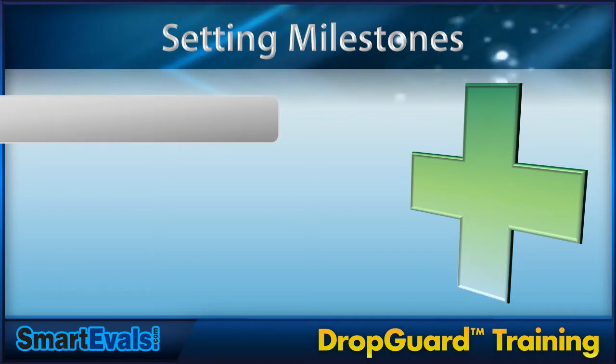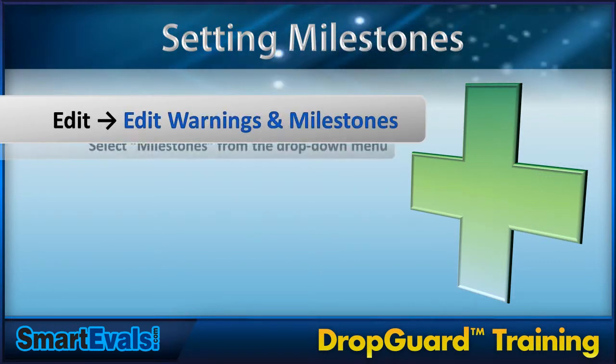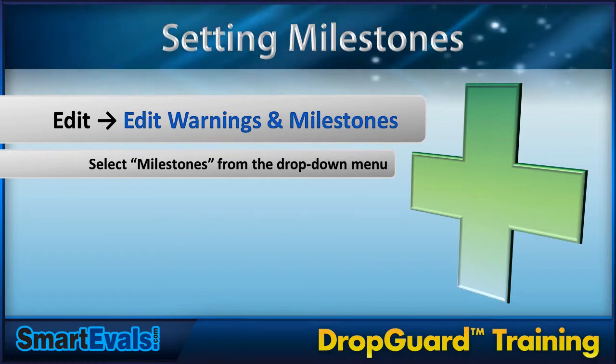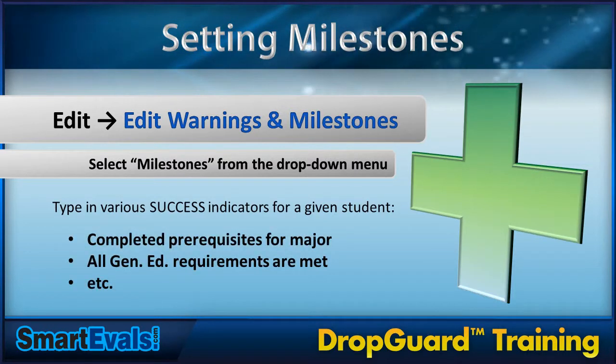On the Setup Warnings and Milestones page, you can also select milestones from the drop-down. Here, you can type in various success indicators for the student. For instance, whether or not they've got all of their prerequisites handled for a particular major, or if they've completed all their gen ed requirements. This will help to round out the picture of the student.